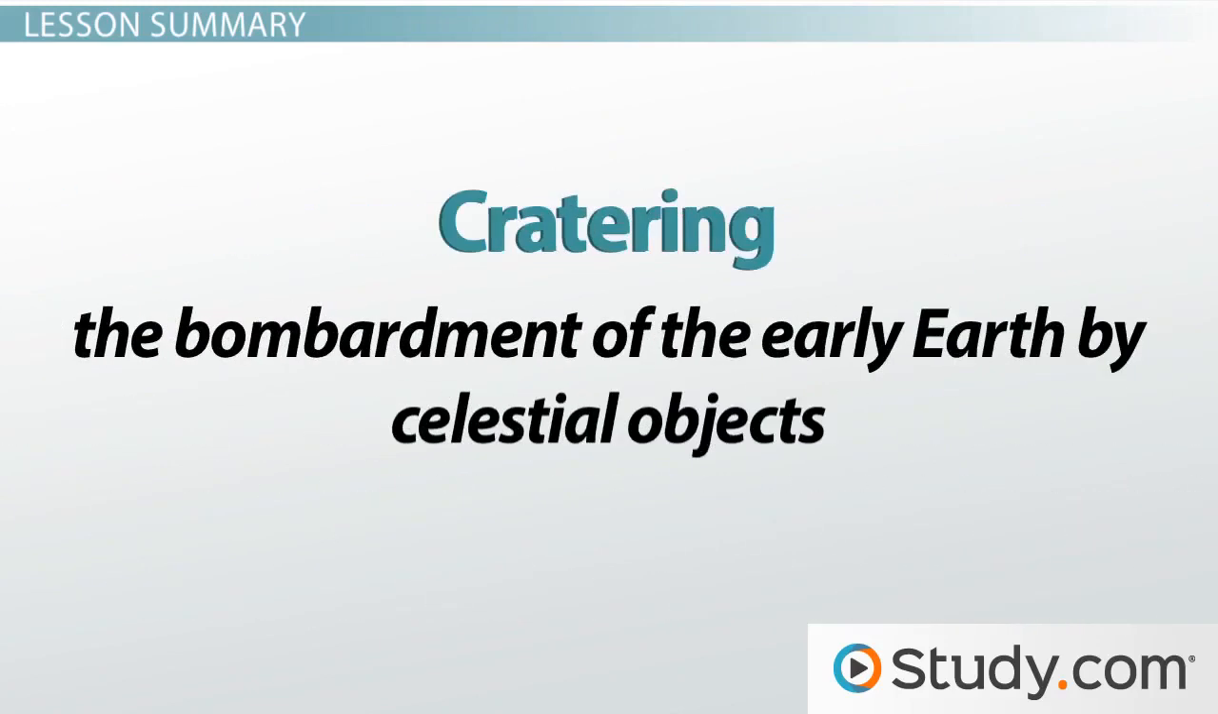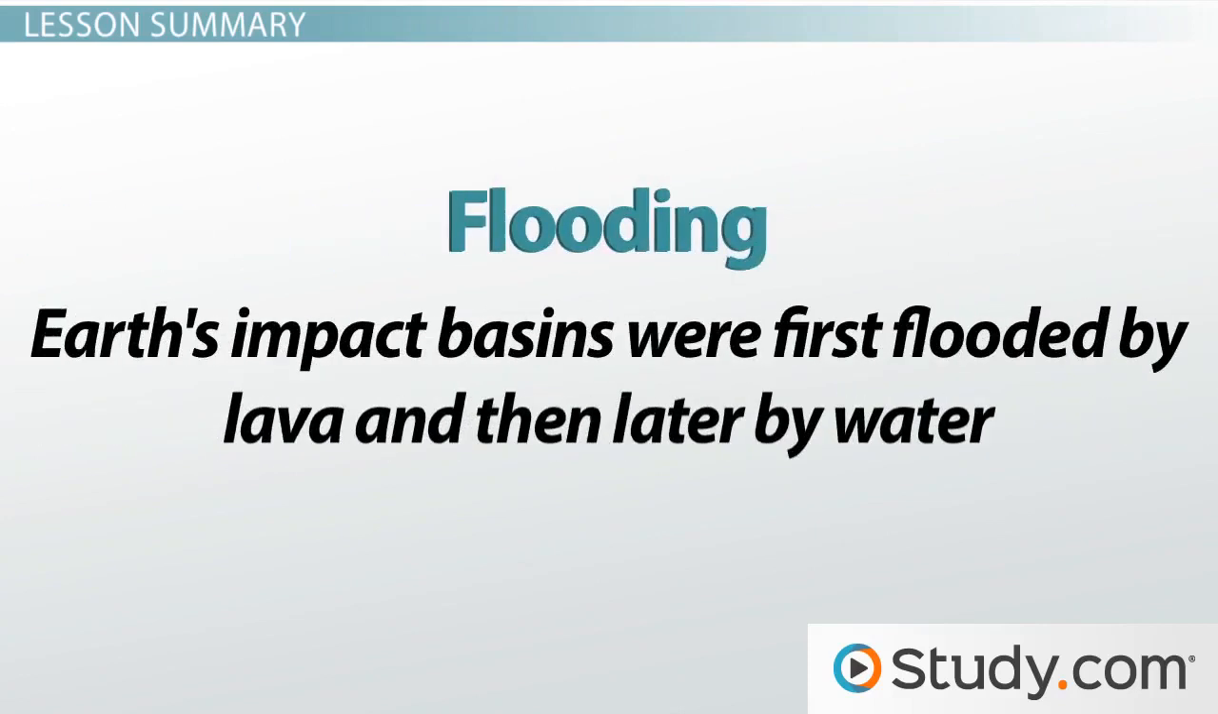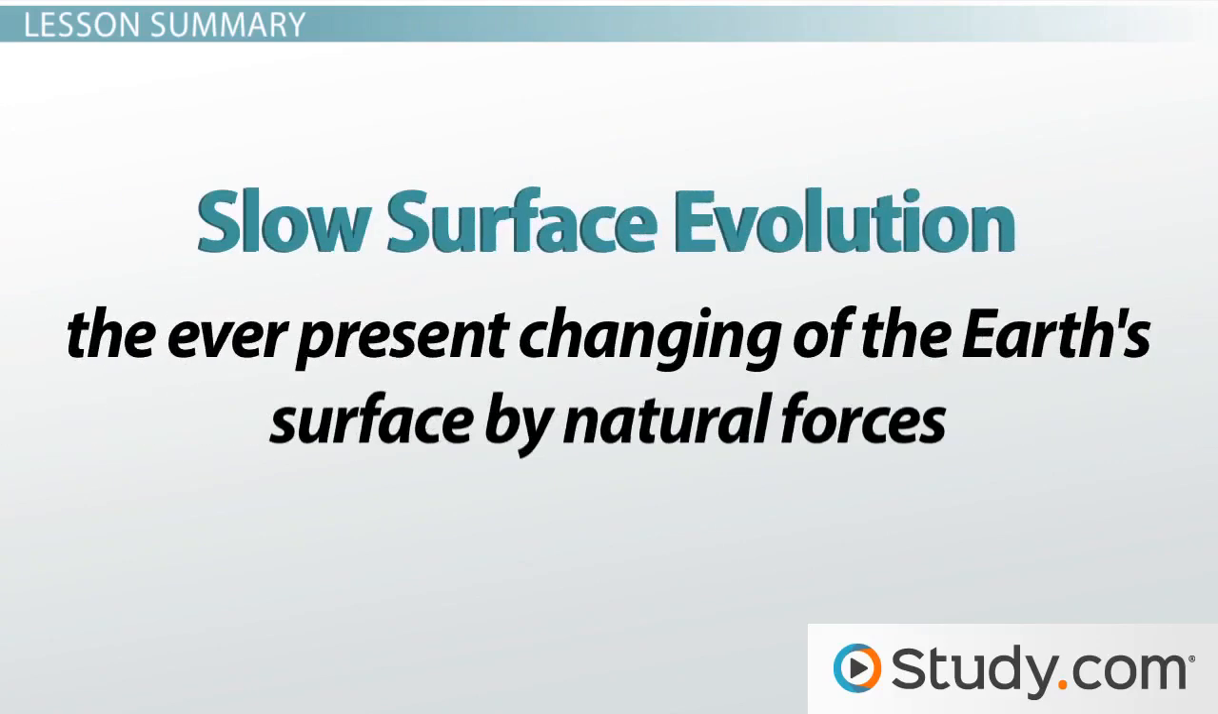The second stage of planetary development is known as cratering, the bombardment of the early Earth by celestial objects. The third stage of planetary development is known as flooding, where the Earth's impact basins were first flooded by lava and then later by water. And the last stage of our planetary evolution is called slow surface evolution, the ever-present changing of the Earth's surface by natural forces.